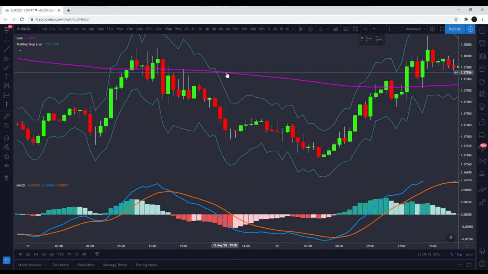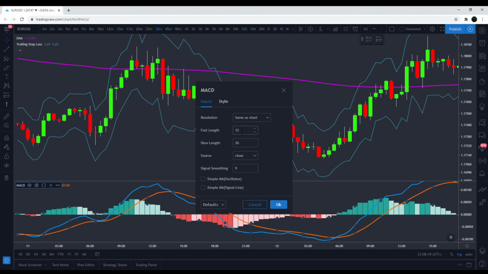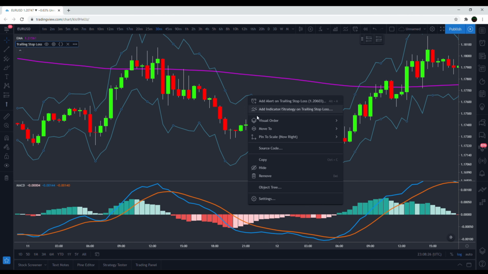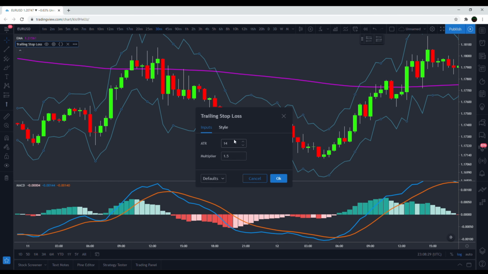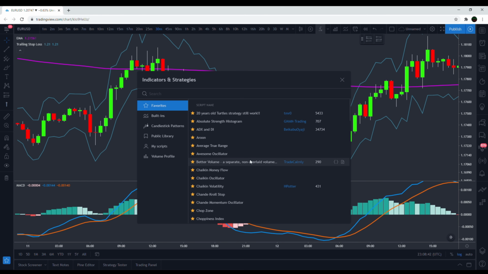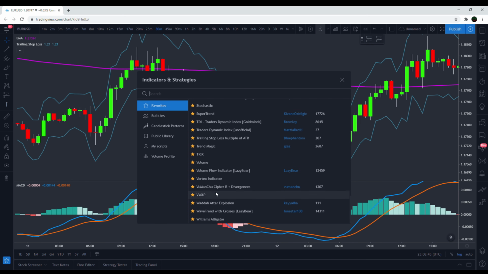So we have the 200 period EMA, the MACD indicator, and this is on default settings for TradingView, so 12, 26, and 9. The stop loss indicator here that I'm using is on default settings. I'll show you the indicator itself as well. And just keep in mind that these are not equivalent to just multiplying the ATR by 1.5 and setting the stop loss. This indicator definitely makes different values than if you were to do that, so just keep that in mind. Here is the indicator right here, trailing stop loss multiple of ATR by Blue Phantom.